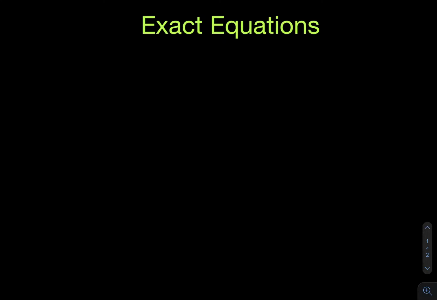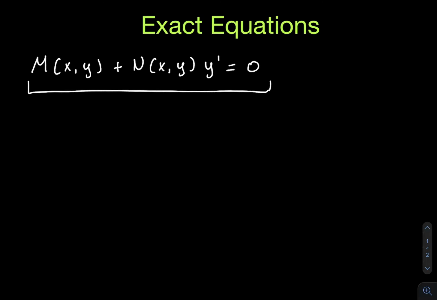We should have a function M that depends on x and y, plus a function N that also depends on x and y, but this function will be multiplied by y prime, and this will be equal to 0. This is the general form for an equation that is exact, but in order for this equation to be exact, we need to satisfy one condition. The condition is that the partial derivative of M with respect to y must be equal to the partial derivative of N with respect to x.